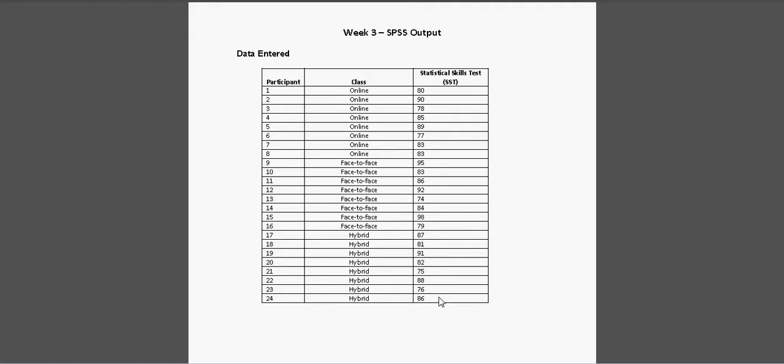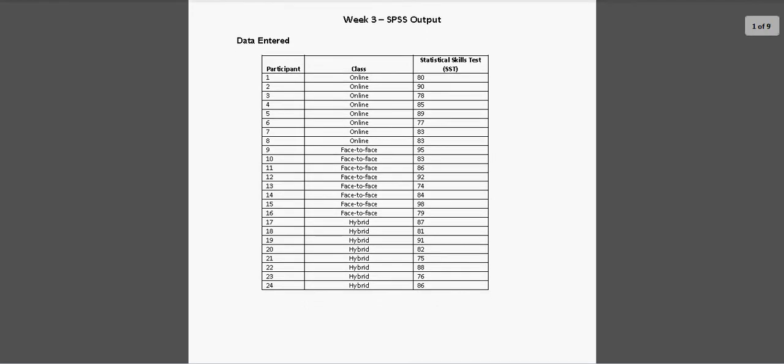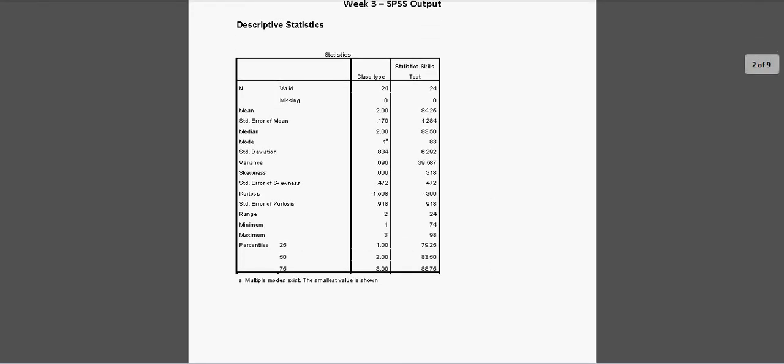So those are our two variables. Again, we have one independent variable with three groups and one dependent variable that's at an interval or ratio level. You can tell me which one in your assignment. So we then move to page 2 of the output. Again, we have descriptive statistics, and we have a mean, median, mode, standard deviation for our statistics test that you'll want to report to me.